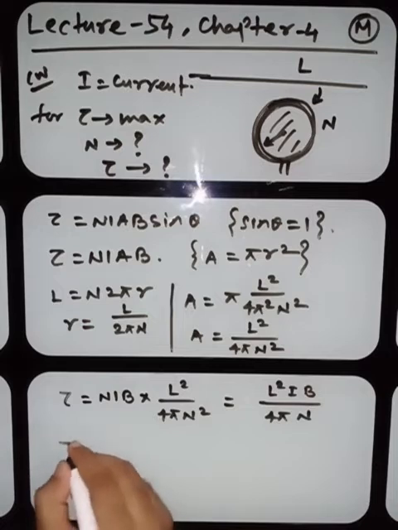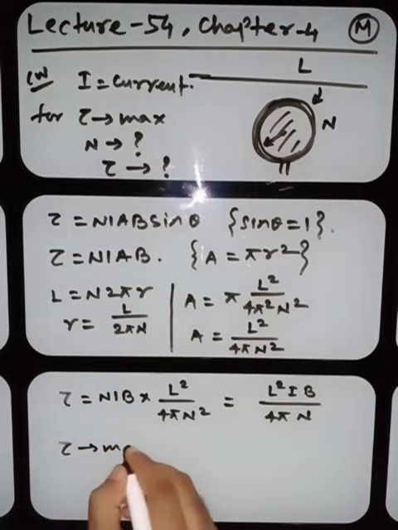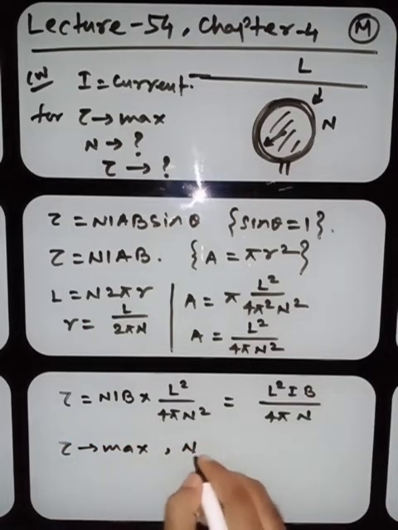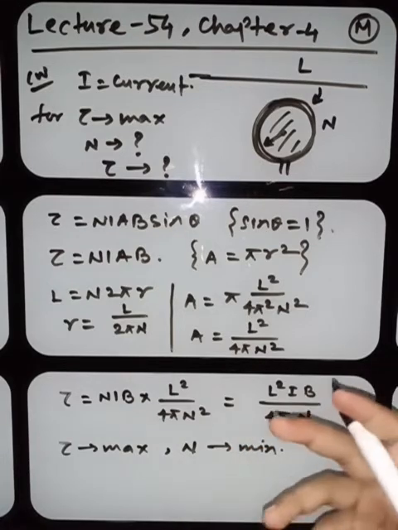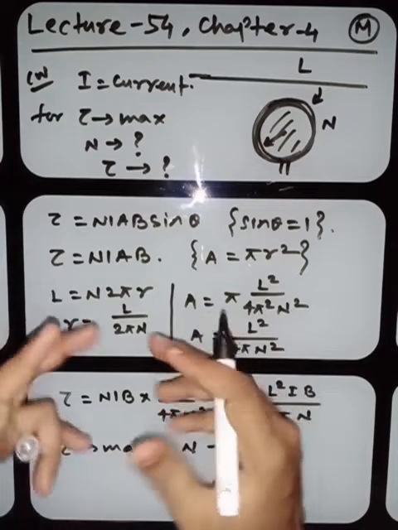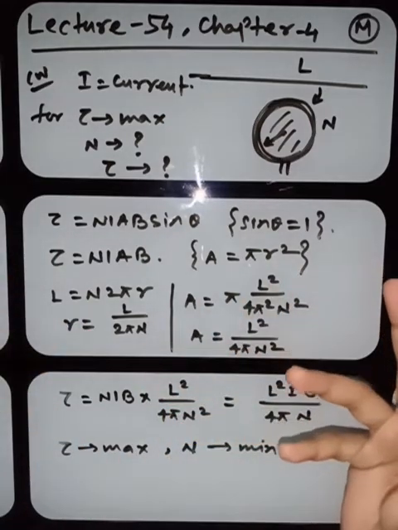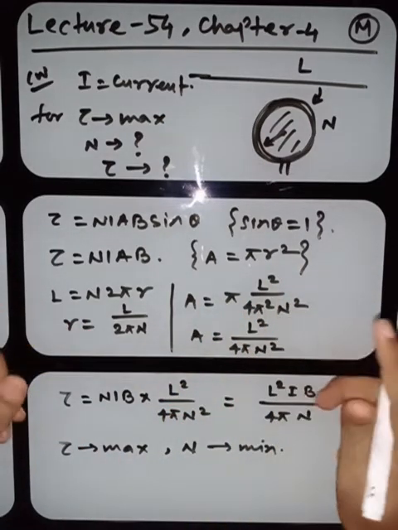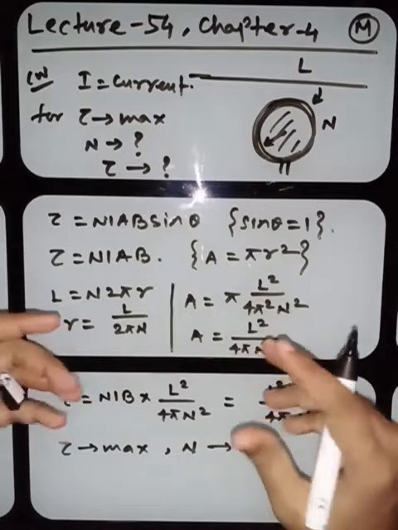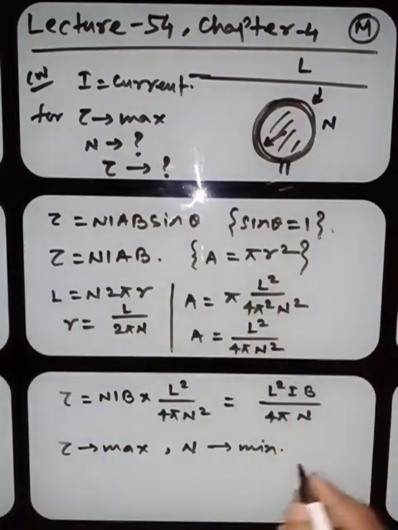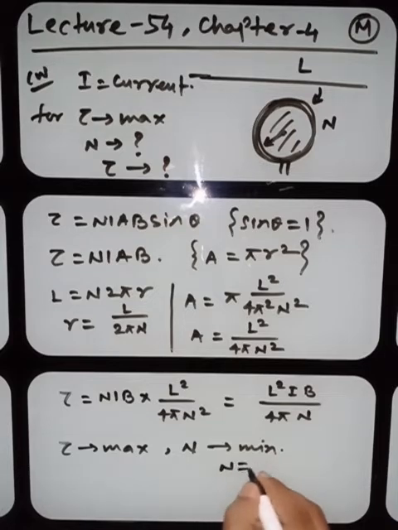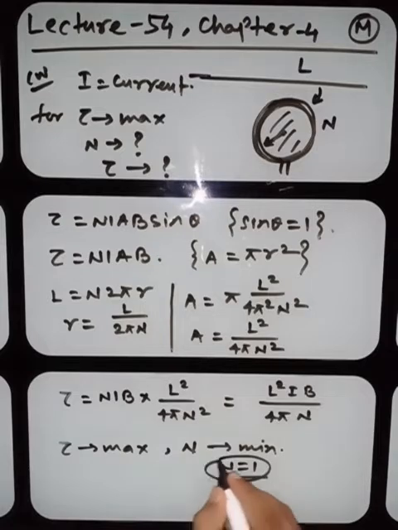It means for tau max, N should be minimum. And how many minimum turns can you give? Minimum 1. Zero has no value in turning, and you cannot say 0.5; half is not a perfect turn. So N should be 1 for maximum torque. This is the answer: the number of turns will be 1.